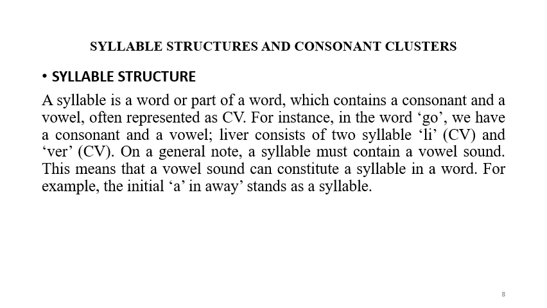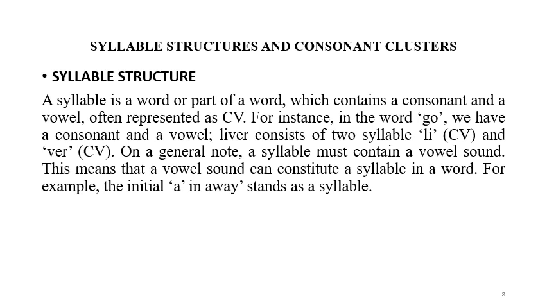For instance, the word go is a word and a syllable, because there is only one syllable in the word go. That is, we have a consonant and a vowel. A word like Lilba consists of two syllables, the li and the ba. So you have two syllables in a word like Lilba.